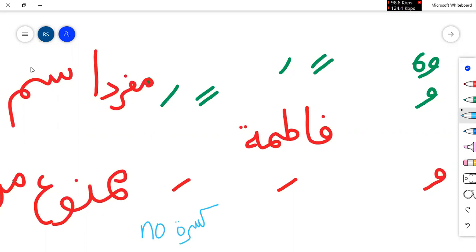So, Jibreel, tell me, what is the irab of the mamnu minasarf? Listen, the irab of the mamnu minasarf is that it does not allow a dhammatain at the end of the letter. It will only take a dhamma, a fatha, and a kasra when it is majroor. Okay, when will it take dhamma?